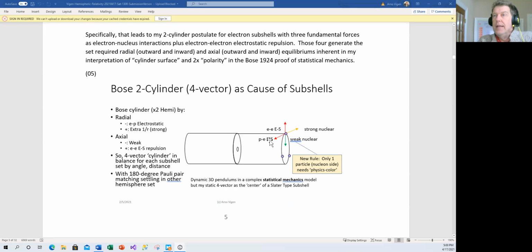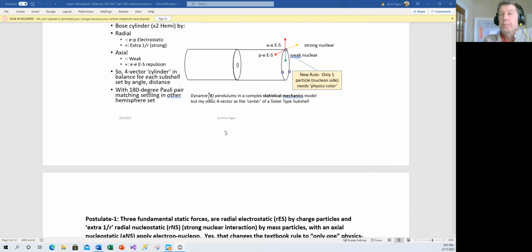And so you get equilibrium this way and equilibrium this way, and you create what Bose in 1924 used as his proof of statistical mechanics, because he called it that the causation is a cylinder surface, and it has an extra 2 times in his things that he says must be from polarity.